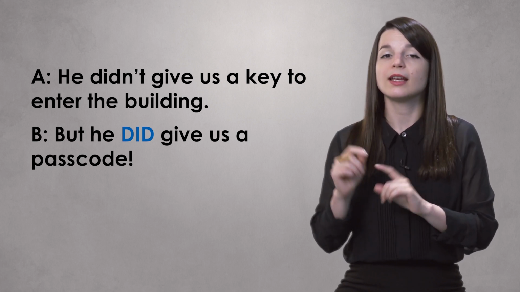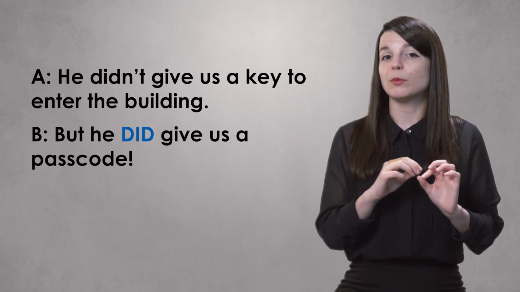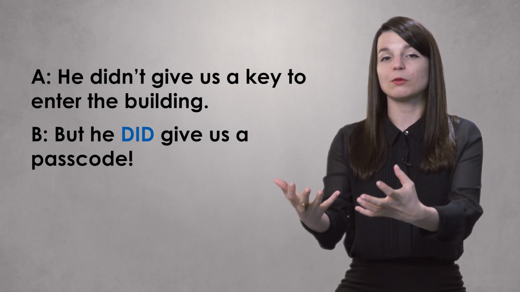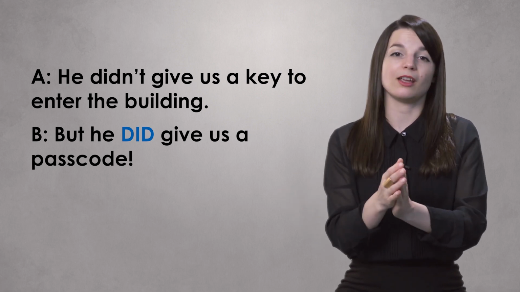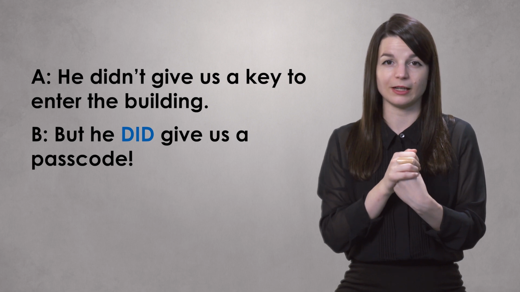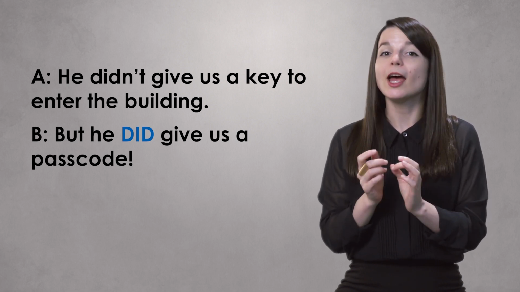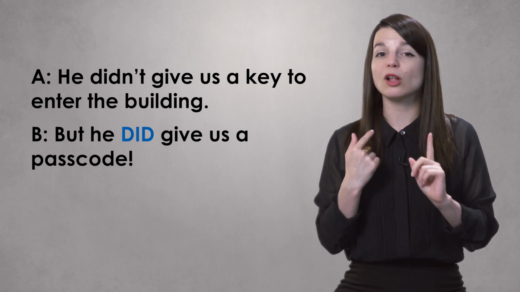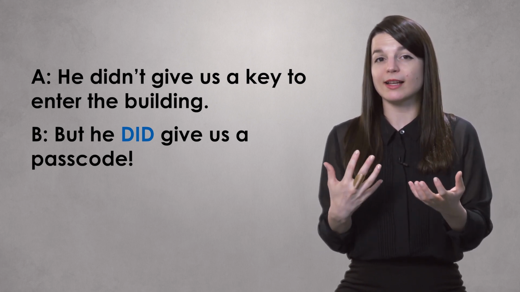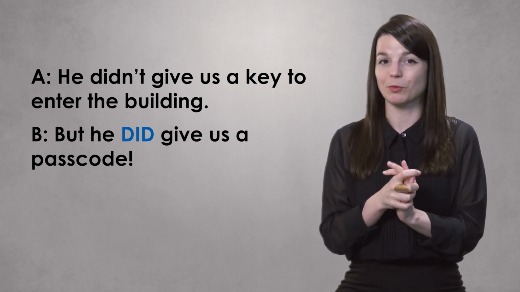Speaker A says he didn't give us a key to enter the building, but speaker B wants to point out they got something else. The speaker wants to say he did give us something else, emphasizing this other thing that was given. So we can use do or did for past tense to emphasize things in this way. And you'll also notice, as I did with my intonation, we'll kind of emphasize that key word with our voice too. So that makes it sound much more natural.